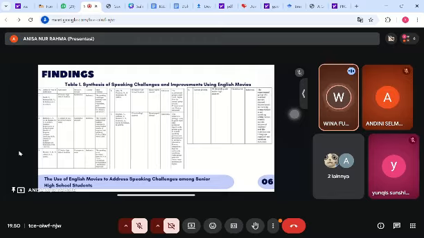Moreover, most studies indicate that the use of English movies helps improve students' speaking performance, and improvements were mainly found in vocabulary, pronunciation, fluency, and speaking confidence. Moreover, experimental and quasi-experimental studies also show higher speaking scores after movie-based learning. So overall, the table highlights that English movies are effective in addressing common speaking challenges among senior high school EFL students. Next slide, please.